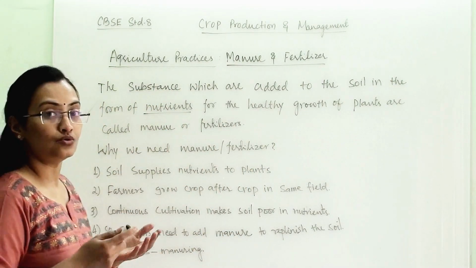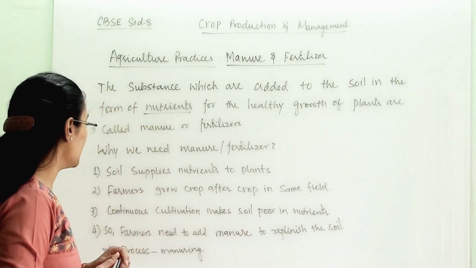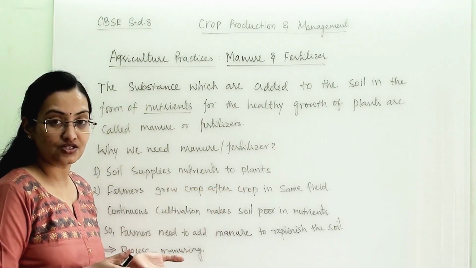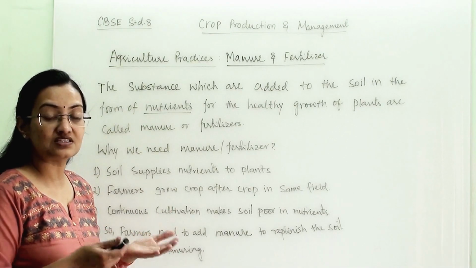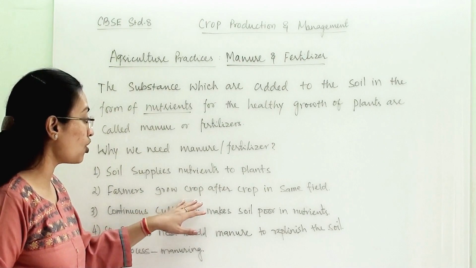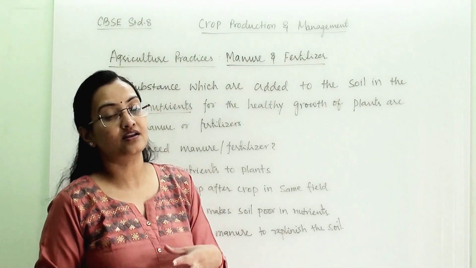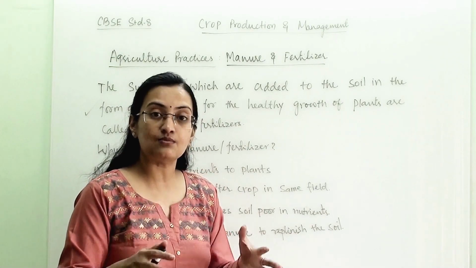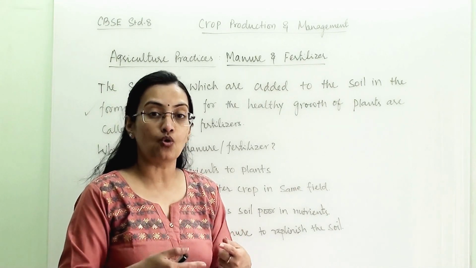Now why do we need to add manure and fertilizer to the soil? Soil supplies nutrients to the plant. They are very essential for the plants. If we give them enough nutrients, then only the plant will grow healthily. Farmers grow crop after crop in the same field. We know the Rabi crop and the Kharif crop. So farmers grow crops in the same land, one crop after another, and this crop rotation will go on.